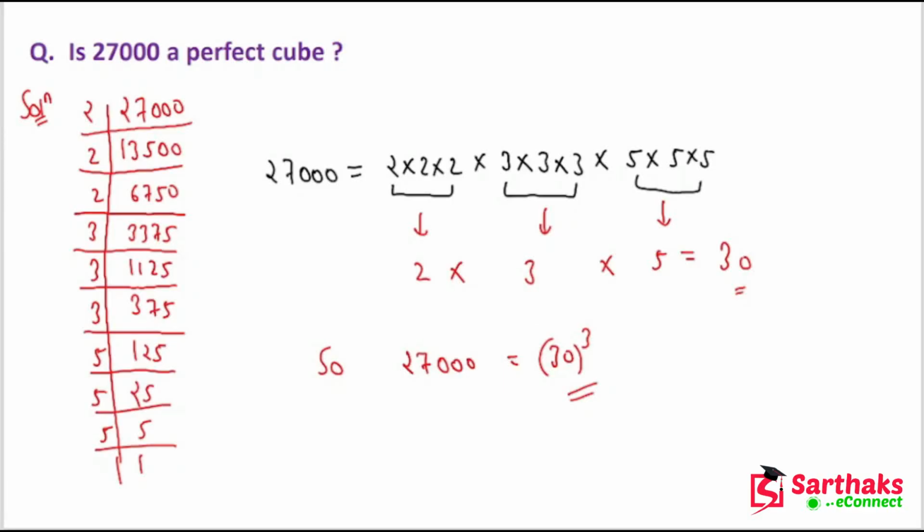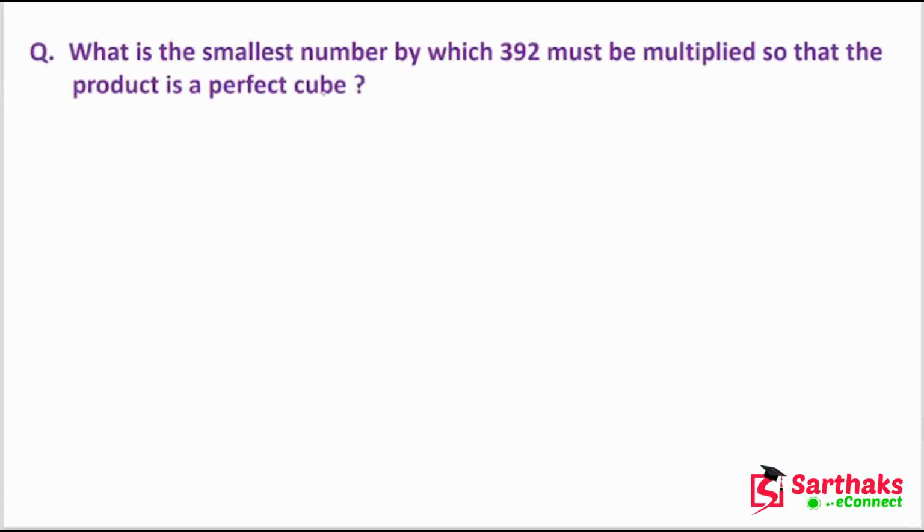Let us talk about another question. Now this question says, what is the smallest number by which 392 must be multiplied so that the product is a perfect cube, right? So clearly, since this question is asking to multiply it by something, that means that 392 itself is not a perfect cube. So let us see which factor is missing and what we can multiply to this number.